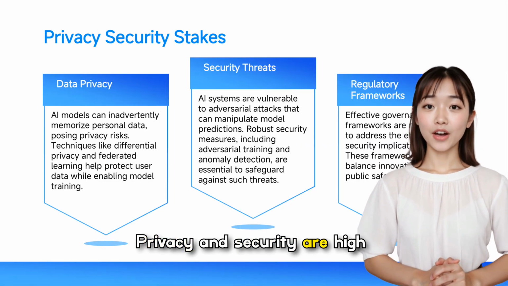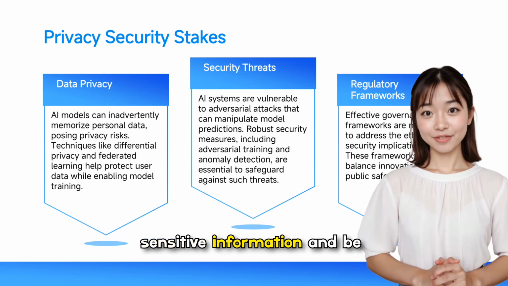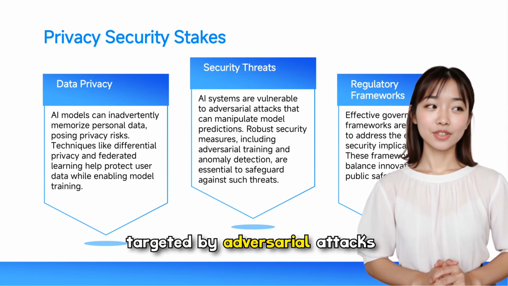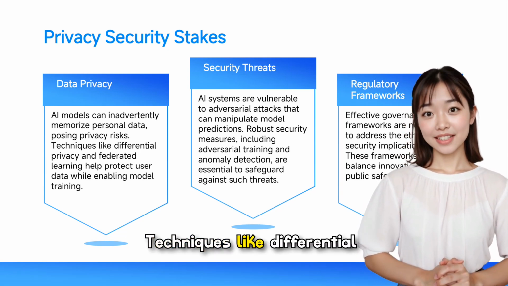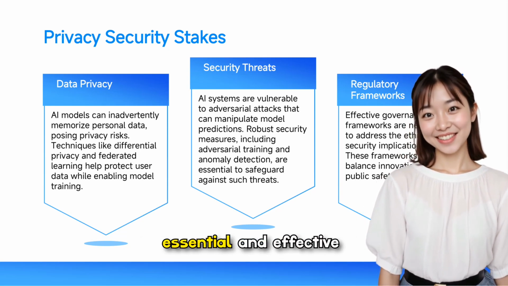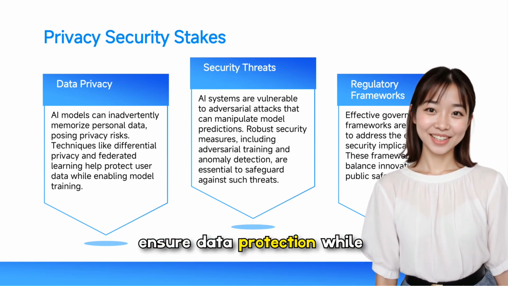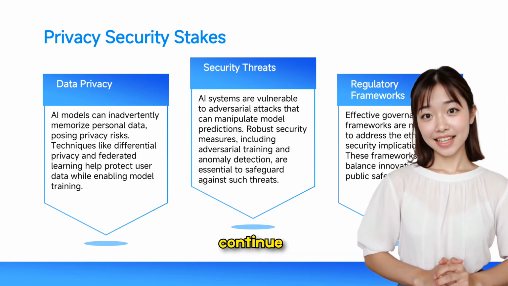Privacy and security are high stakes for AI because models can unintentionally memorize sensitive information and be targeted by adversarial attacks. Techniques like differential privacy, federated learning, and robust anomaly detection are essential, and effective regulatory frameworks help ensure data protection while allowing beneficial uses to continue.